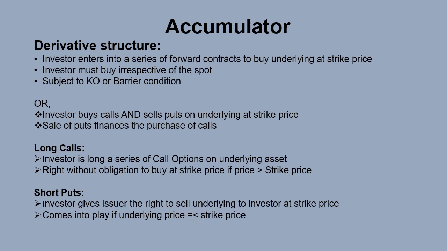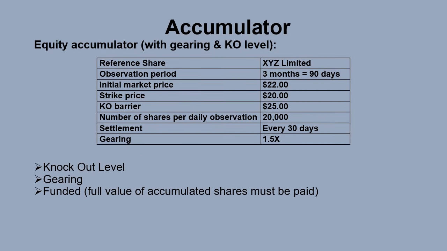Let's take 2 examples to understand all we have learned a bit more clearly. Let's first discuss an equity accumulator to understand the mechanics of accumulators. In this accumulator, the reference share is XYZ Limited. The observation period is 3 months or 90 days. The initial spot price is $22 when the contract was entered into. The strike price is $20, at which the investor will be buying the shares. The KO barrier is $25. Number of shares per daily observation is 20,000. The settlement is done every 30 days and there is a gearing of 1.5 times.